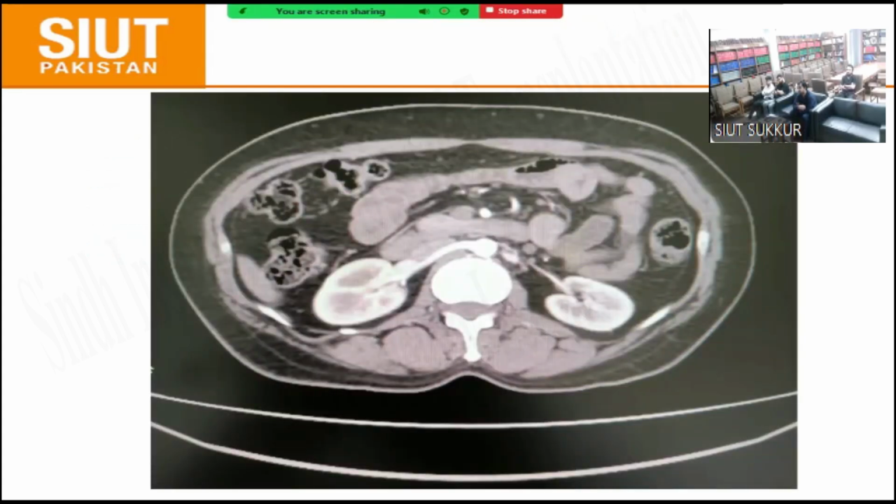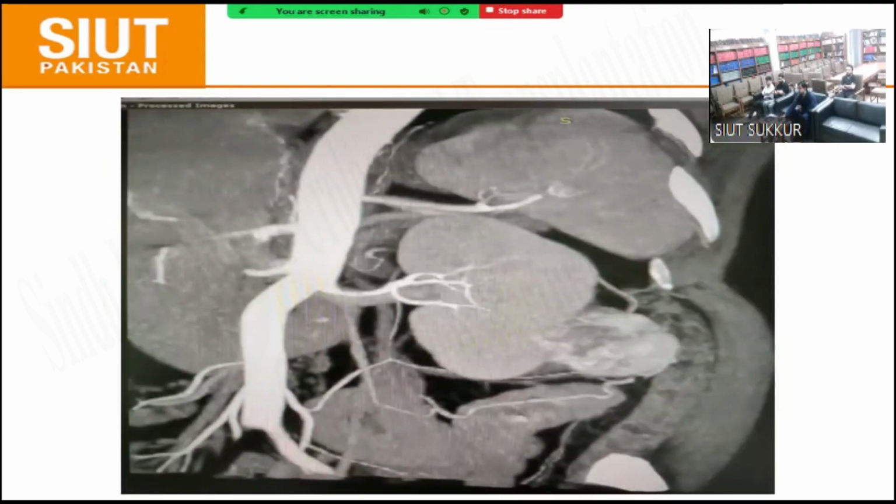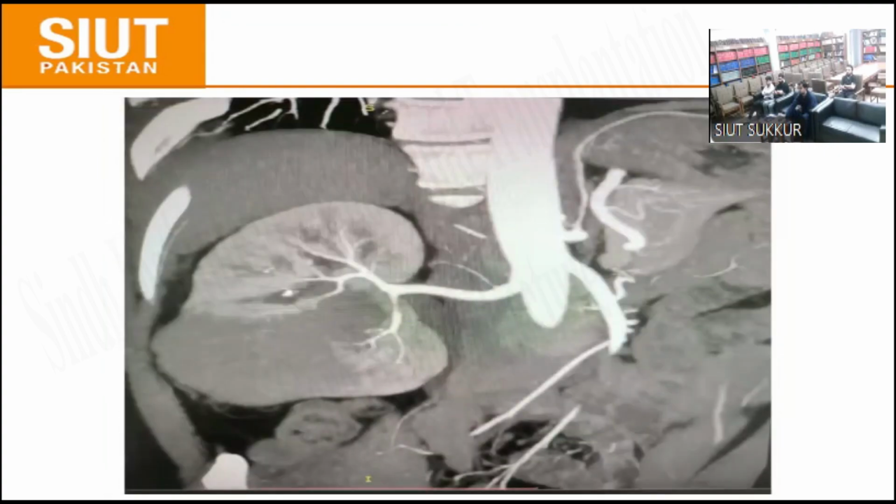So anybody in the audience can comment on this CT scan. Is this contrast enhanced or plain CT? Sir, contrast. Contrast enhanced. Any finding? Positive finding? So this is also a normal arterial CT contrast. Comment on the left kidney. Sorry, right kidney.